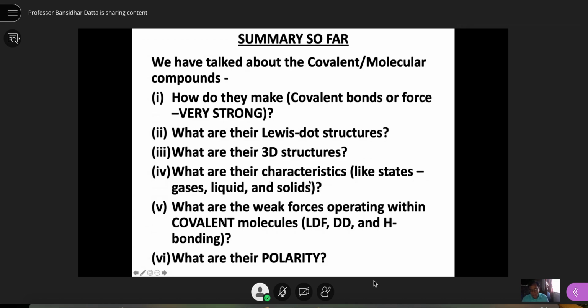Plus we talked about the hydrocarbons. We'll come back within a minute. So, summary so far. We have talked about the covalent molecular compounds. How do they make the covalent bonds or force? That's because they're very strong.